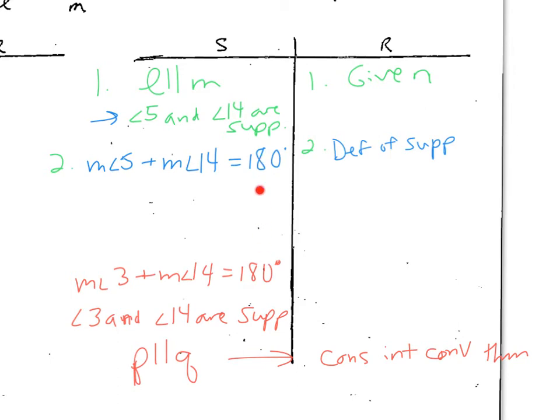And notice that we have 180 here. We have angle 14. And the only thing that happened is angle 5 became angle 3. Well, in order to replace angle 5 with angle 3, what do I have to know is true about the two angles? Yeah, I better know that they're equal to each other.